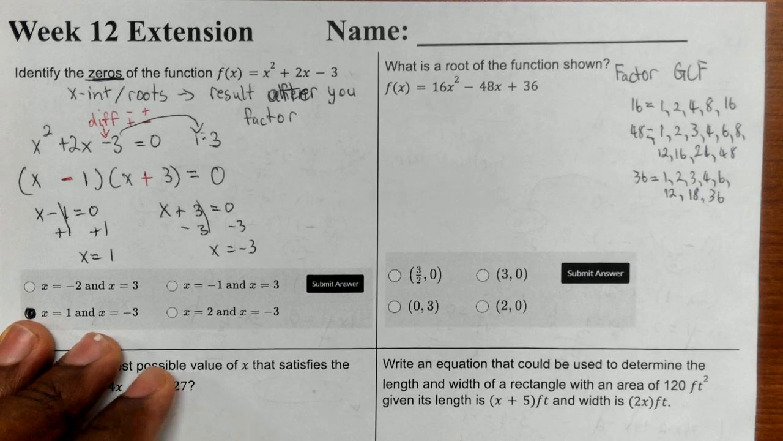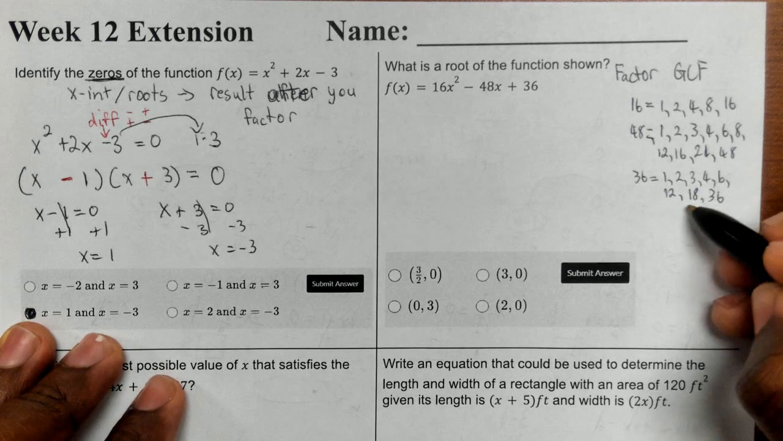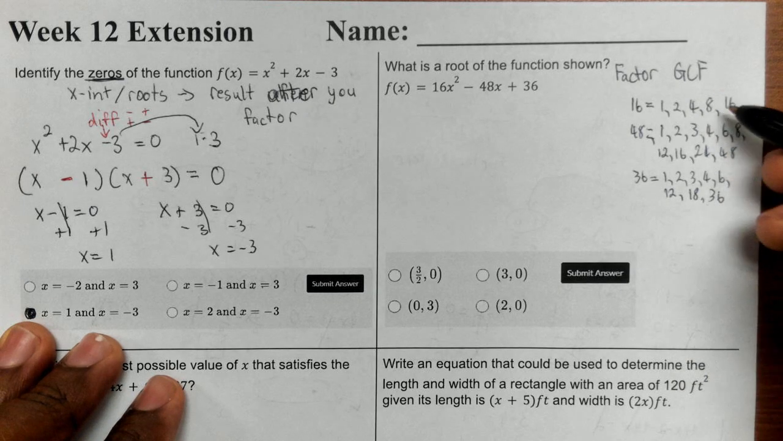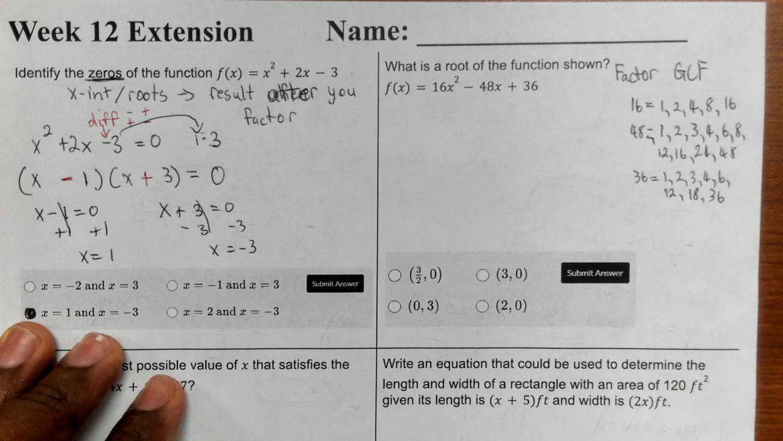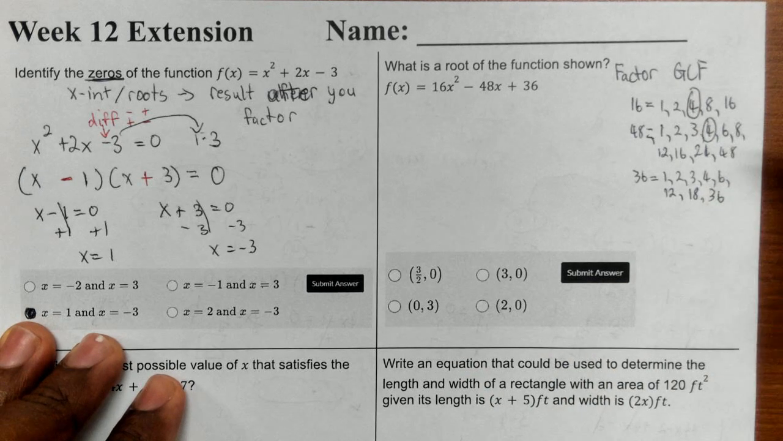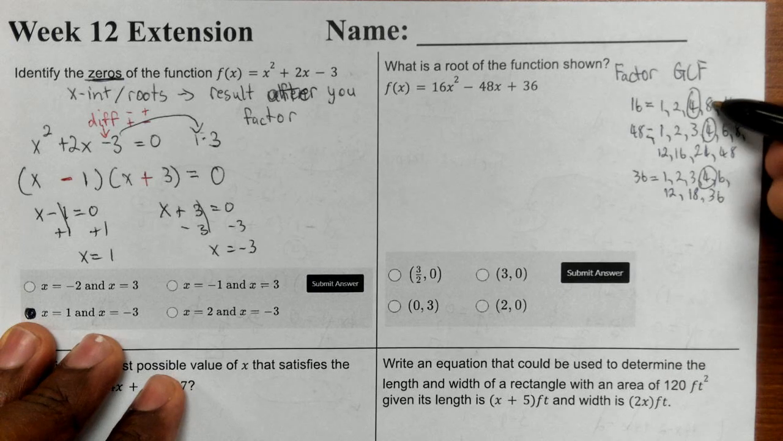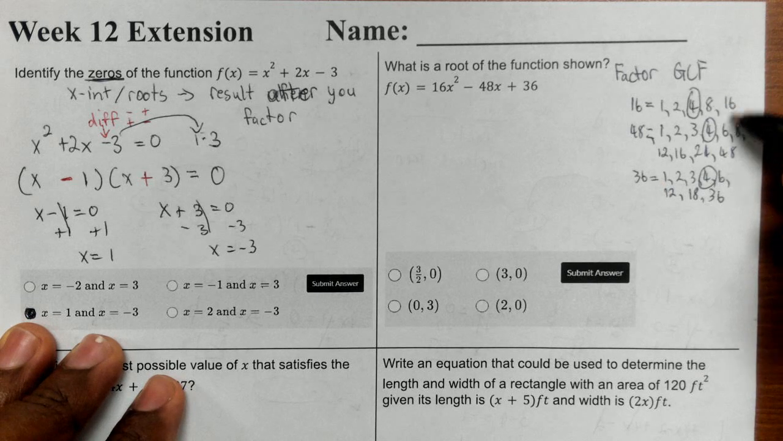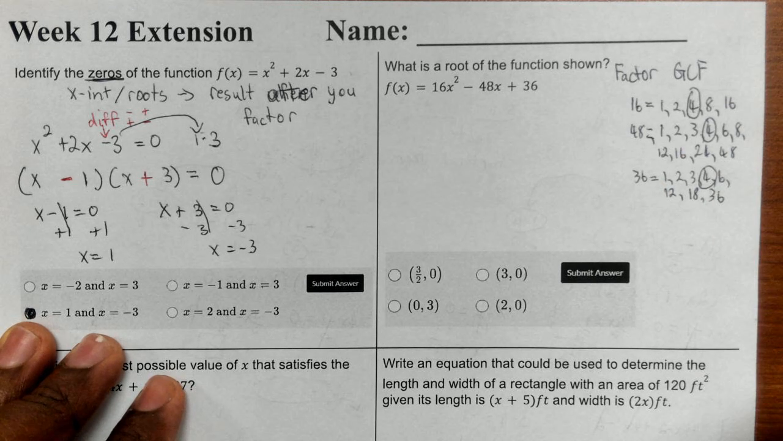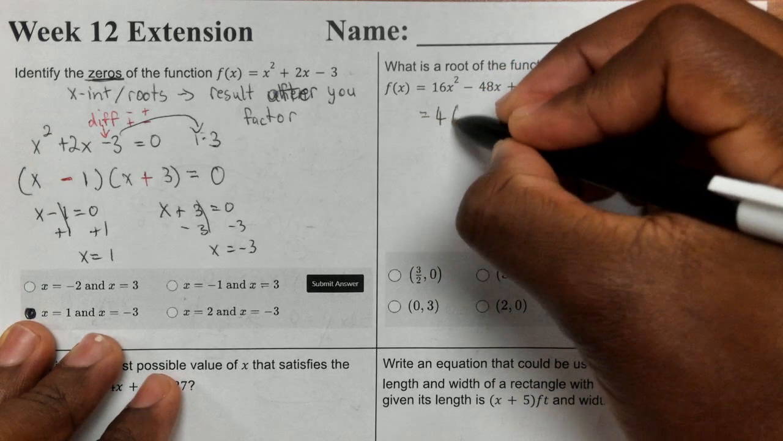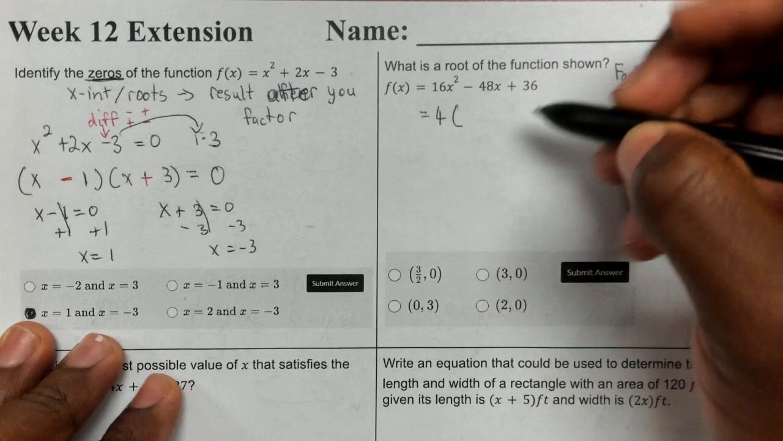So what's the largest number they all have in common? The largest number they all have in common would be 4. So I'm going to factor out 4, because 4 is the largest number they have in common. This doesn't have a 6. This has an 8, but this doesn't have an 8. This has a 16, but this doesn't have a 16 in common. So the largest number they have in common is 4. So it's like I'm dividing each of these terms by 4.